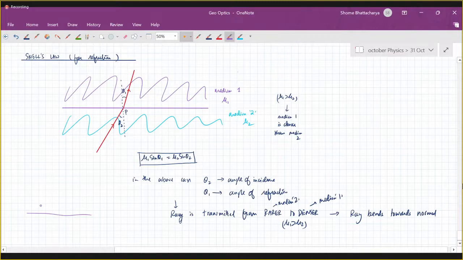But in the same pair, for example, if we had a situation like this now, same thing, mu_1 is greater than mu_2. But now this is the incident ray. So this will bend away from the normal.